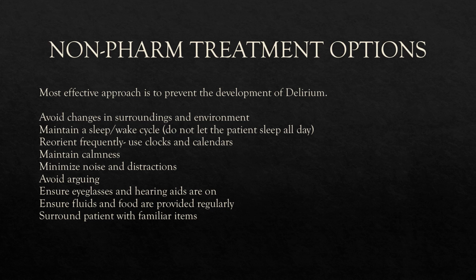Even if the patient displays aggressive behavior, it is important for the provider to remain calm, minimize noise and distractions, and avoid arguing with the patient. It is important to ensure that if the patient is visually impaired, use of eyeglasses is being considered. In addition, if the patient is hard of hearing, make sure the hearing aids are on and in place. You want to make sure that fluids and food are provided regularly, and you want to surround the patient with familiar items.